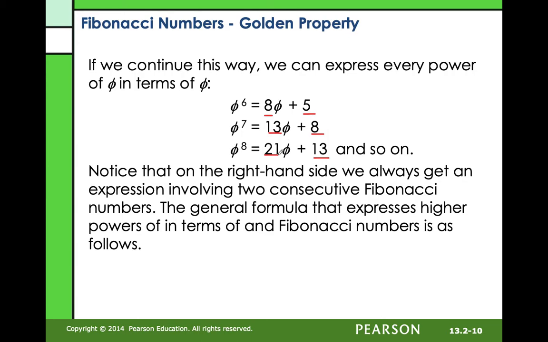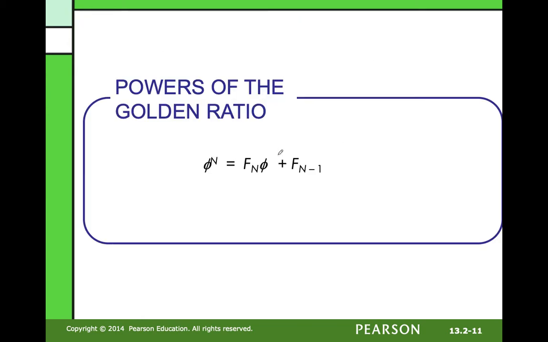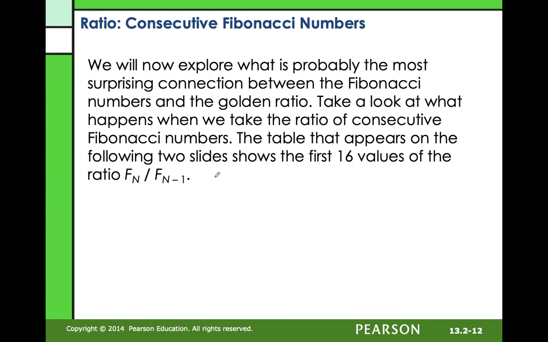So the general formula that we can use to express higher powers is in terms of the Fibonacci numbers, and it's written as follows. So here are your powers for the golden ratio. If you want to find phi to the nth power, you take the nth Fibonacci number multiplied by phi, plus the (n minus 1)th Fibonacci number. So you can see how what we talked about in the first lesson is now being brought into what we talk about today.